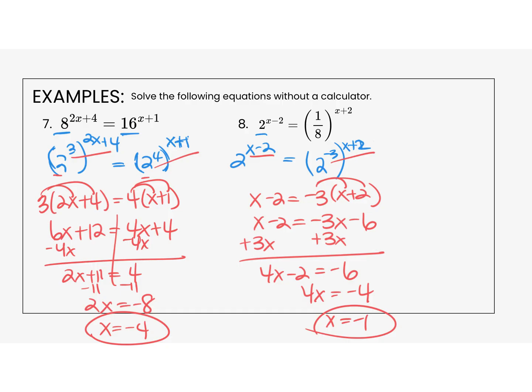Okay, so that is 6.4. Solving exponential equations with common bases.